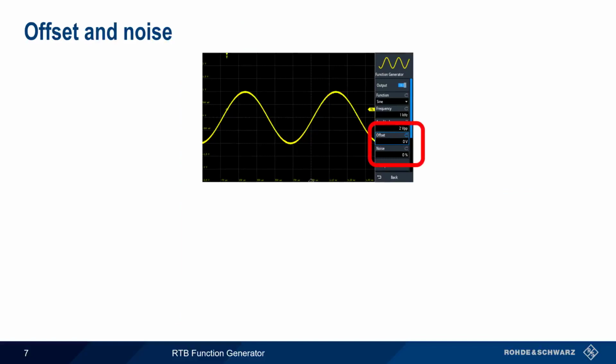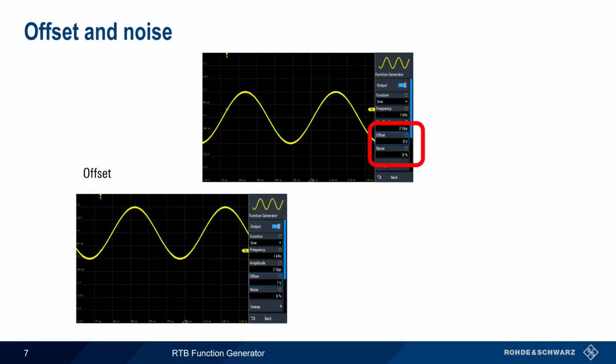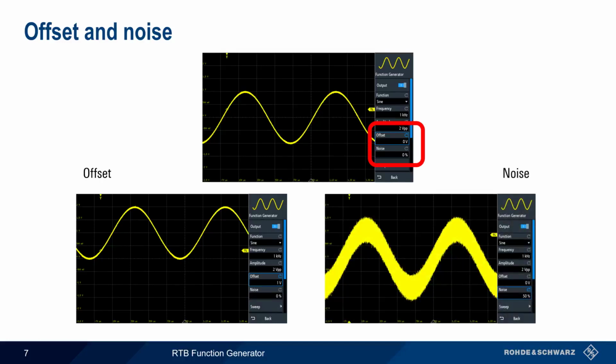Offset and noise can be added to most waveforms. For example, we could add a voltage offset to our sine wave to shift the waveform upwards or downwards. And we can also add a user-defined amount of noise to the output waveform.